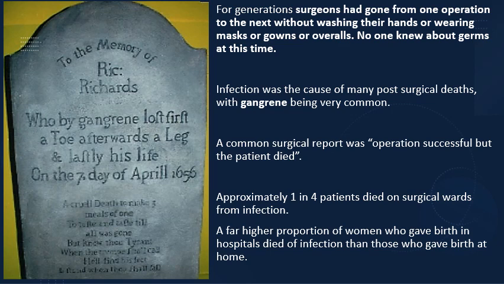And it was just a standard thing. You could see this famous headstone. It's about Rick Richards, who by gangrene lost first a toe, afterwards a leg, and lastly his life. In 1656. Okay, so it would spread around the body. Okay, it was quite common even in the 19th century for doctors to write that they'd done an operation and removed the tumor or amputated the leg, and it was a success, but the patient died.